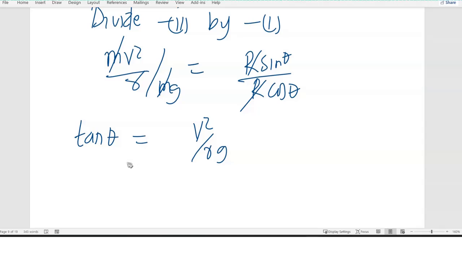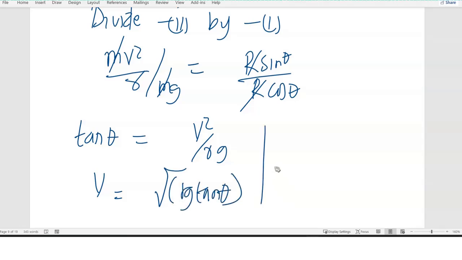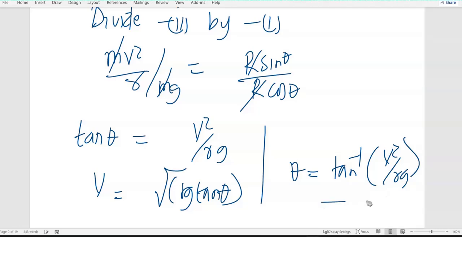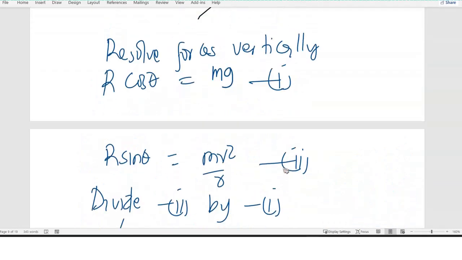Meaning, if I am to maintain that radius r, the maximum speed with which I must be traveling will always be v equals the square root of rg tan theta. Obviously, I can get theta as arctan of v squared over rg, the angle of banking, or the super elevation.